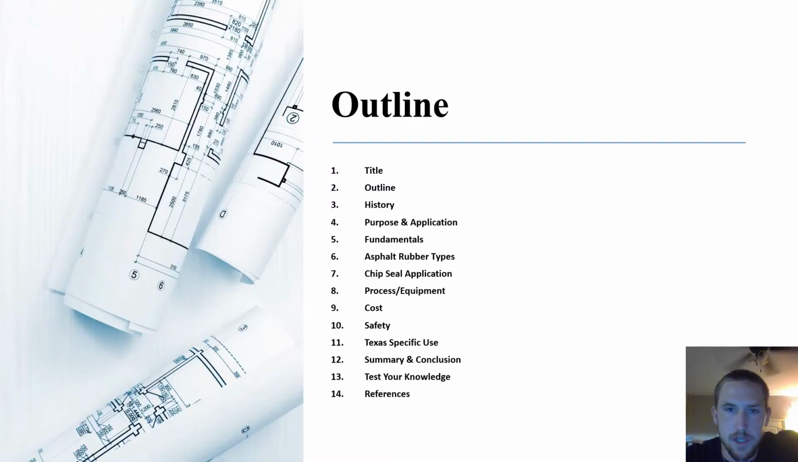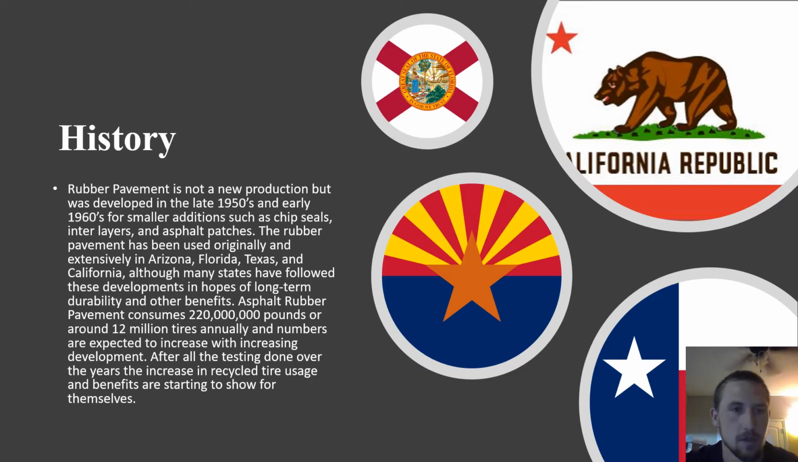Starting off with the first slide, the outline. It starts with the title and outline, and then we're going to cover history, purpose and application, fundamentals, asphalt rubber types, chip seal application, process and equipment, cost, safety, Texas-specific use, summary and conclusion, tester knowledge, and references. So let's hop into it.